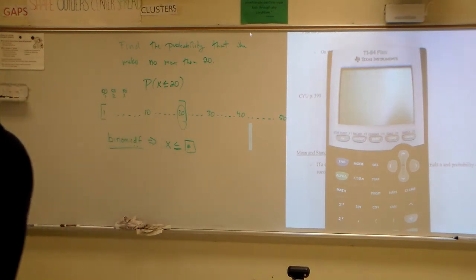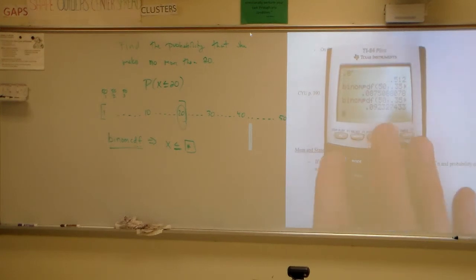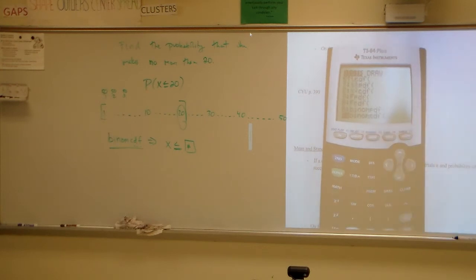So we have to go to our calculator and type this in. I hit second vars for distr. I go down to binom PDF and I find binom CDF. There are 50 trials. My probability of success was 0.35? We're still doing the 3-point shots, right? Yeah. And the x value is 20. I hit enter, and I get 0.8139.